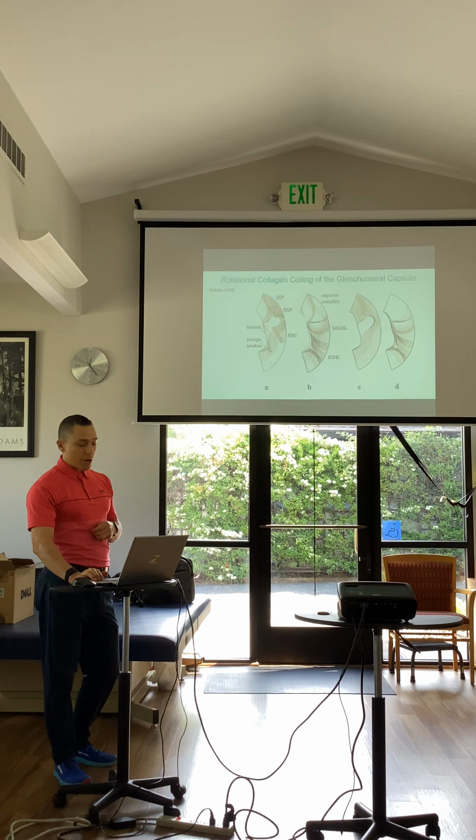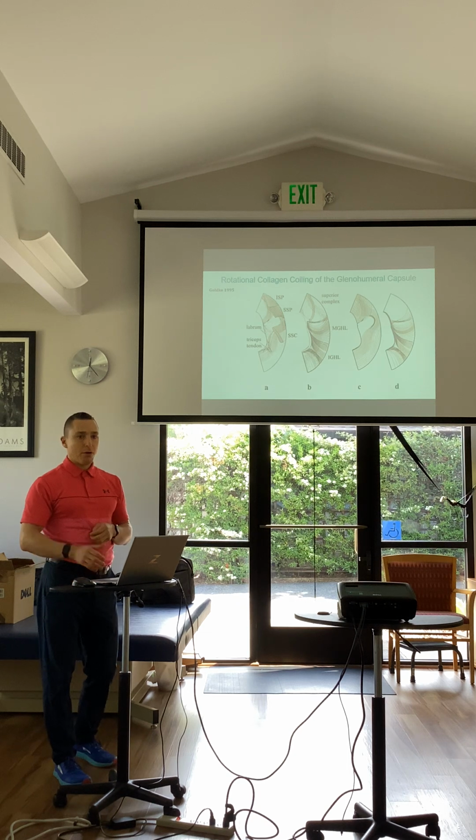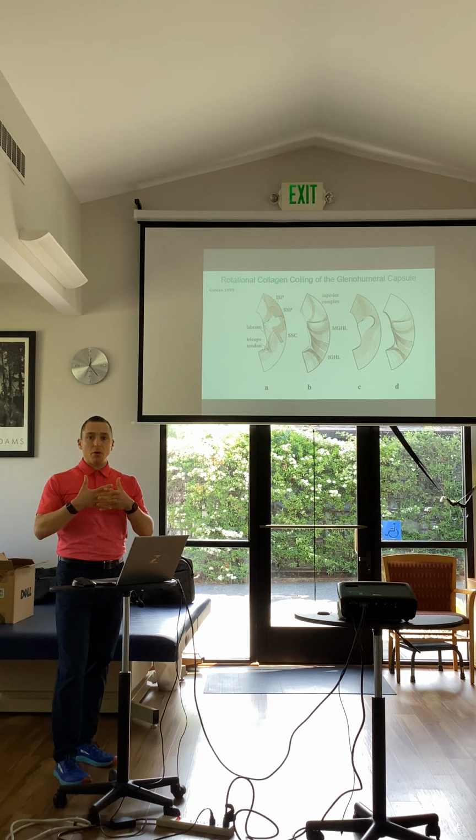So circular are good. A combination of lines is better. What do you mean better? Why would we want more complexity within our joint capsule?